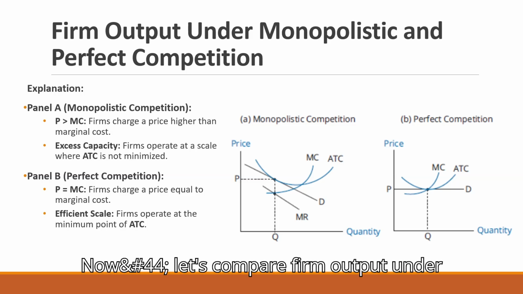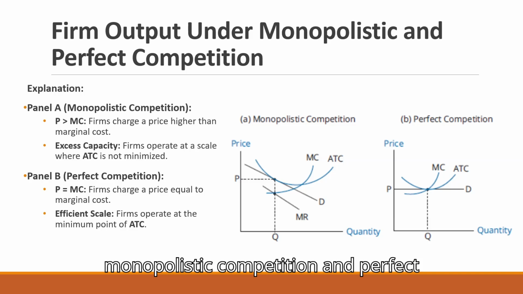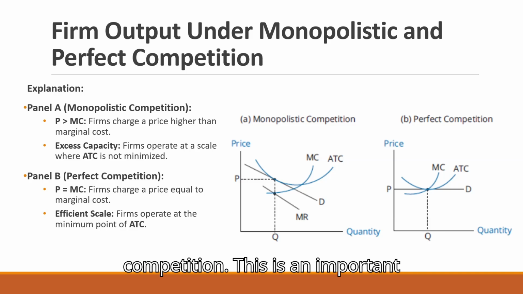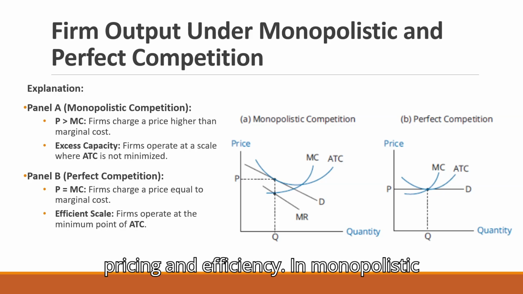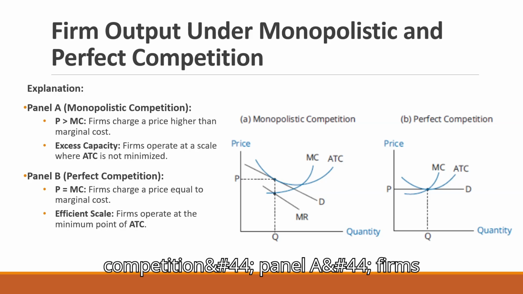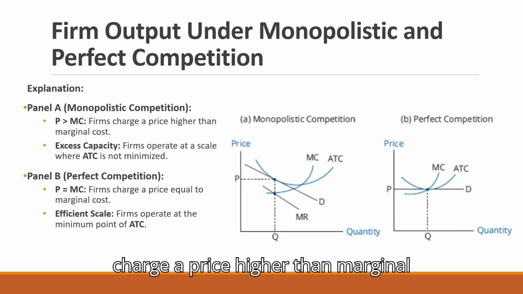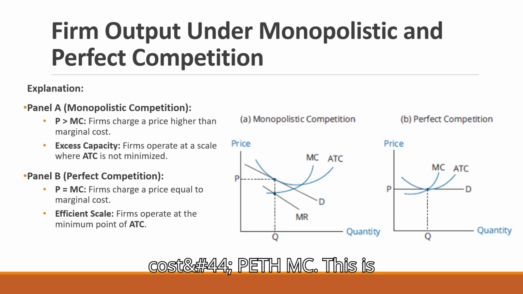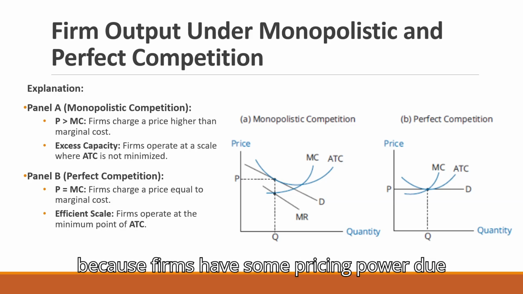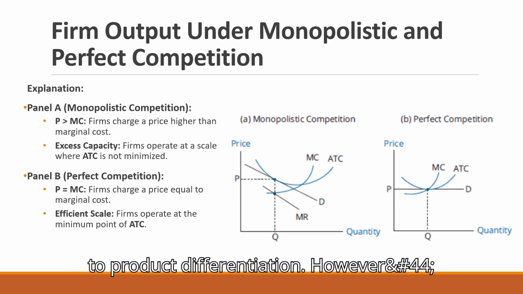Now, let's compare firm output under monopolistic competition and perfect competition. This is an important distinction because it shows how different market structures affect pricing and efficiency. In monopolistic competition, Panel A, firms charge a price higher than marginal cost, P > MC. This is because firms have some pricing power due to product differentiation.